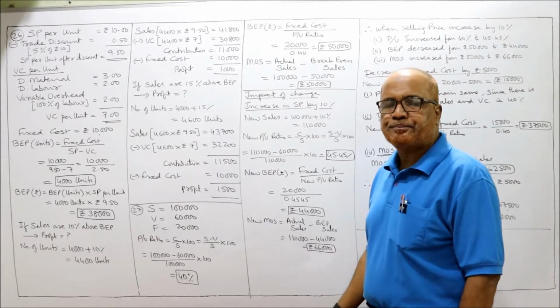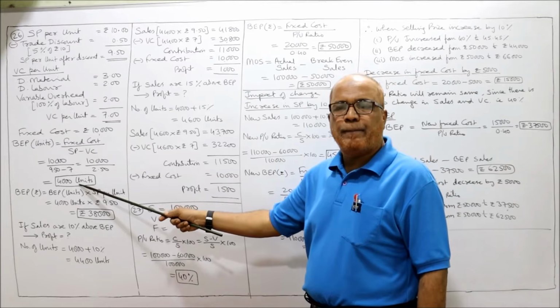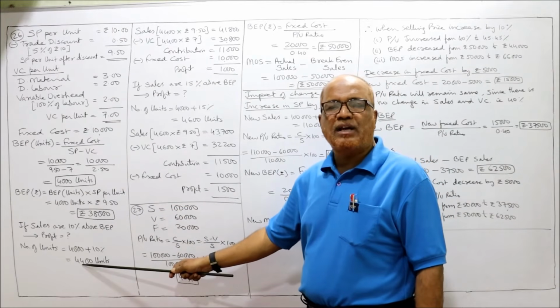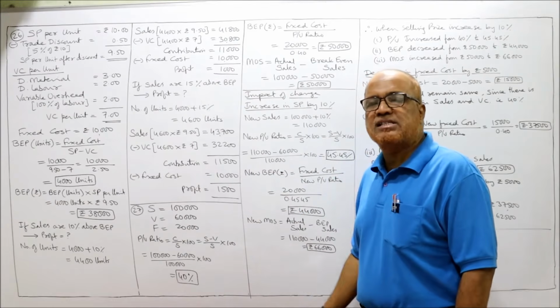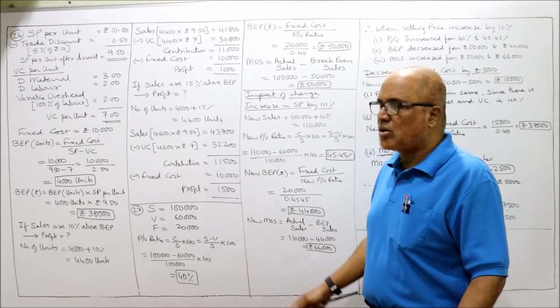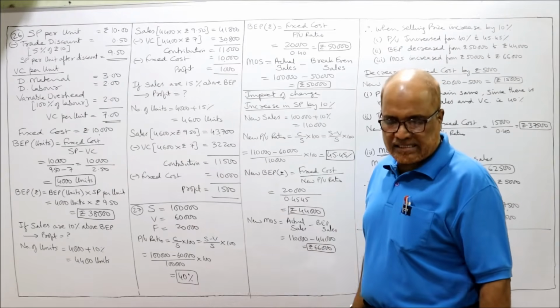That's all. So 3 questions are asked. First question, what is the present BEP? Second question, what is the profit if sales increase by 10%? Third question, what is the profit if sales increase by 15%? That's all. Finished. This is the end of problem number 26.